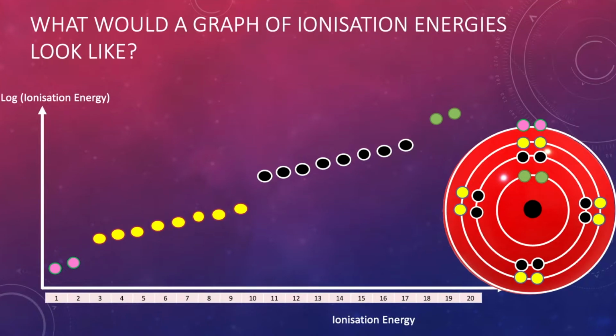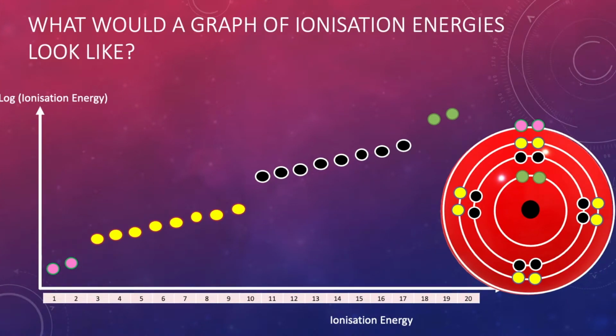Of course, there's going to be a general increase as we remove electrons from the same shell because the ion is becoming increasingly positive as we remove those electrons. And so there are the same number of protons attracting fewer electrons as we keep removing them, and therefore the attractive force of the nucleus becomes larger and it's harder to remove the electrons.